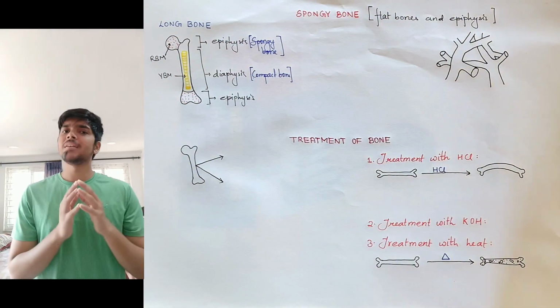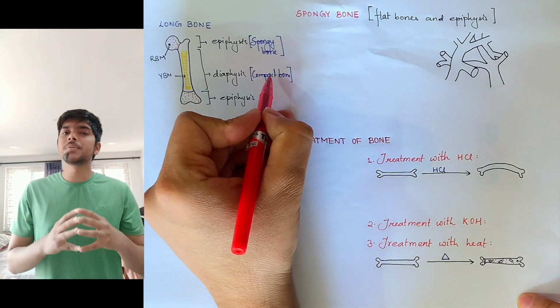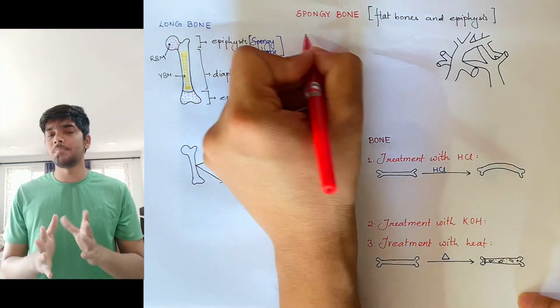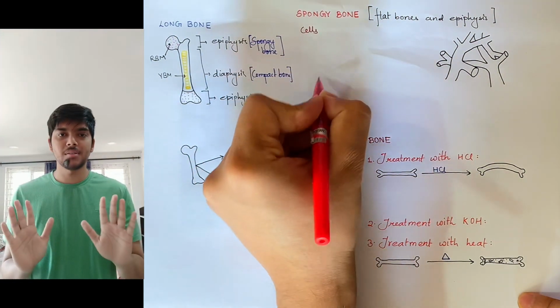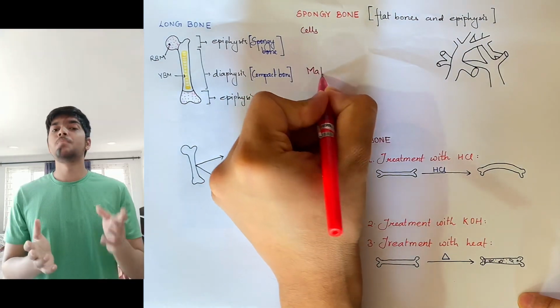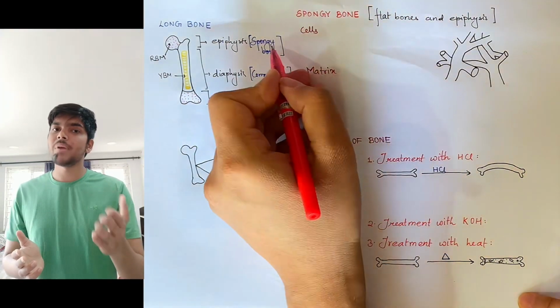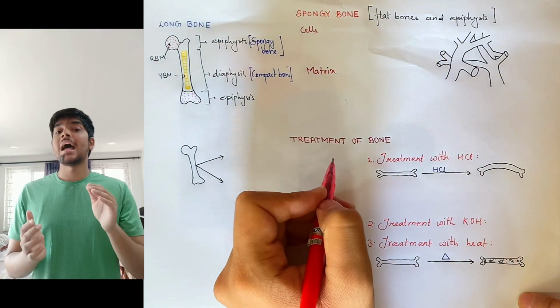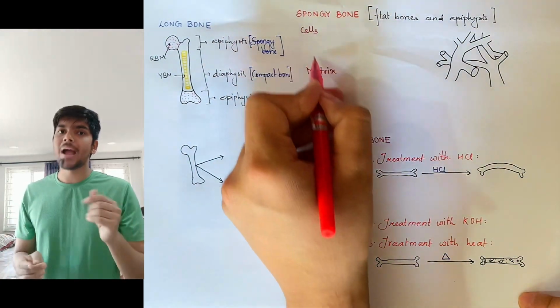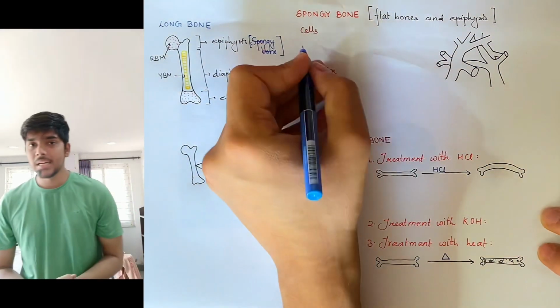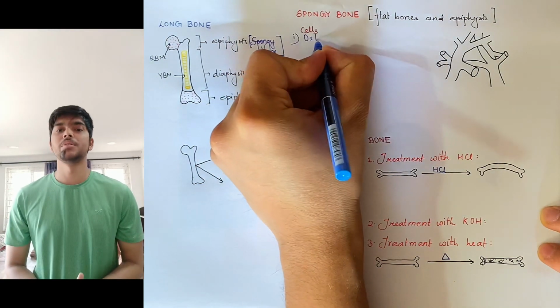Spongy bone and compact bone, in terms of things found in them, there's no difference. What do I mean by that? Spongy bone contains cells and matrix, same as the cells and matrix found in compact bone. So what are the cells and matrix found in spongy bone?